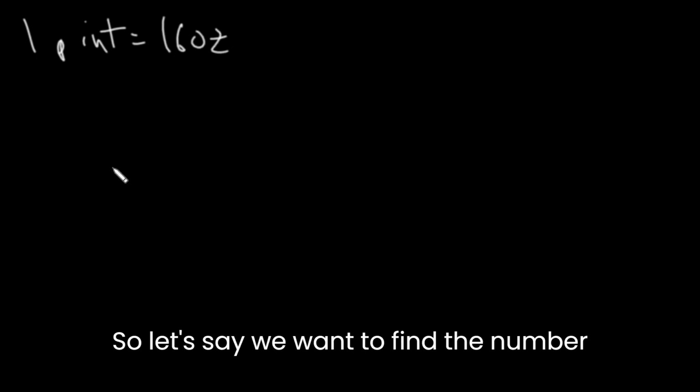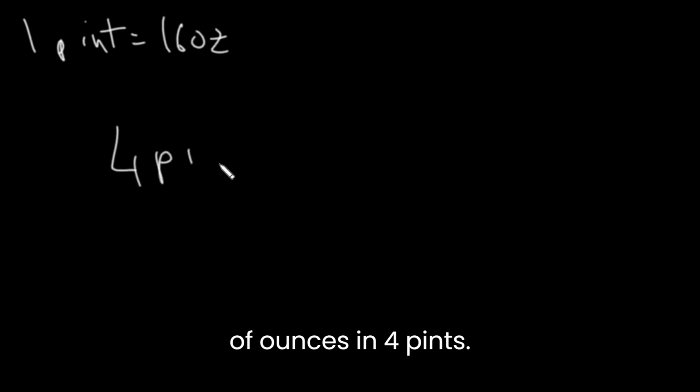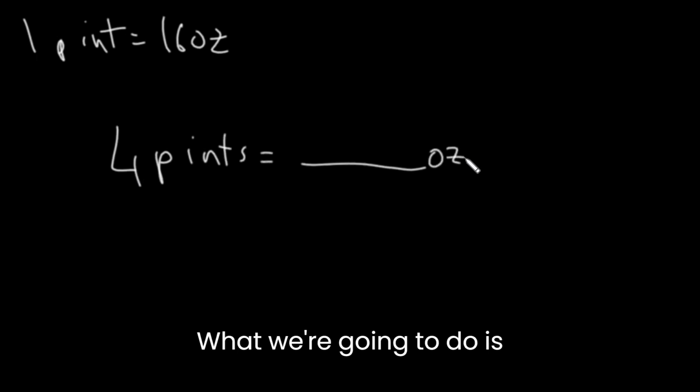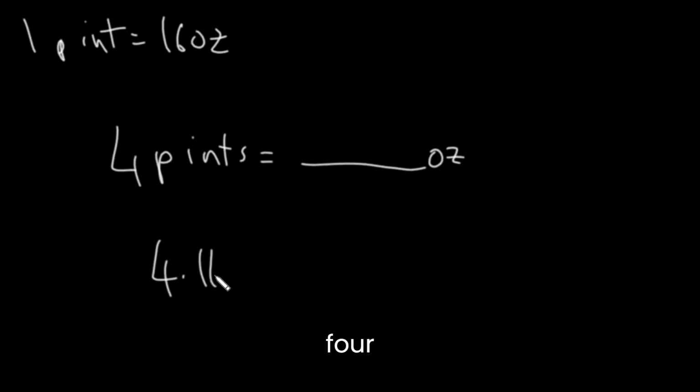The next one is that 1 pint is equal to 16 ounces. So let's say we want to find the number of ounces in 4 pints. What we're going to do is multiply 4 with 16. This will be 64. So 4 pints is 64 ounces.